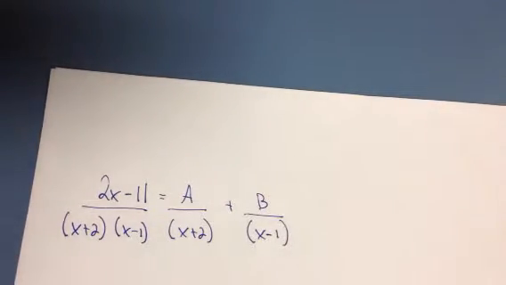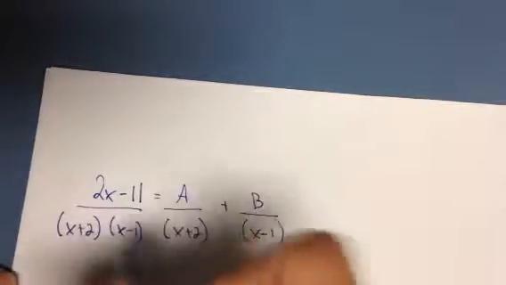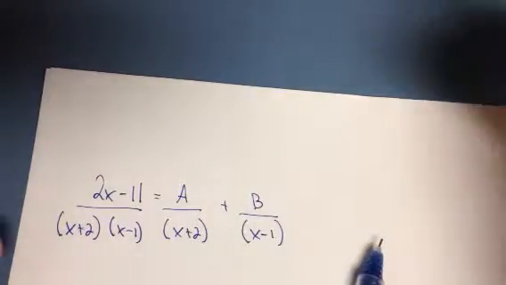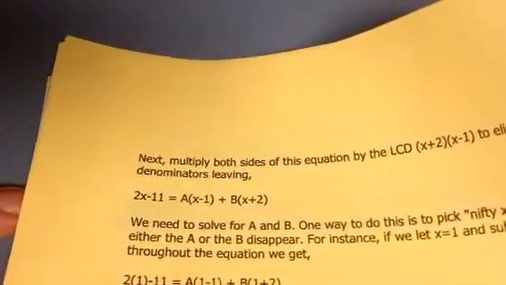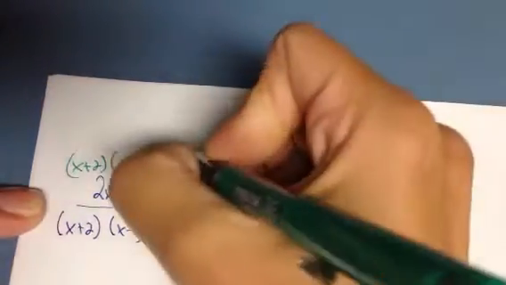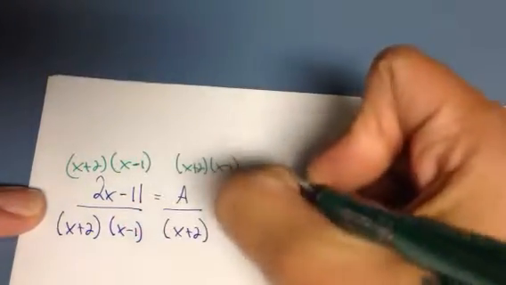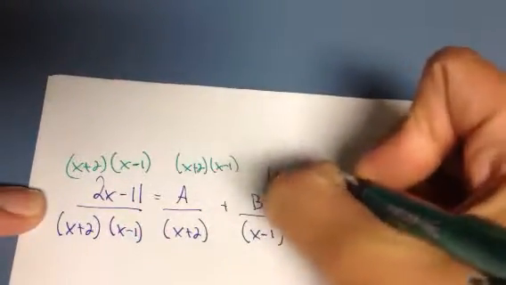And so what they're doing now is what we did before. They found the least common denominator. It is right here. It's x plus 2 and x minus 1. And they multiply each fraction by that least common denominator. So this is basically what she's showing you on the next page. I'm just going to show you how she gets there. Okay? So take this times x plus 2 and x minus 1, and take this times x plus 2 and x minus 1.